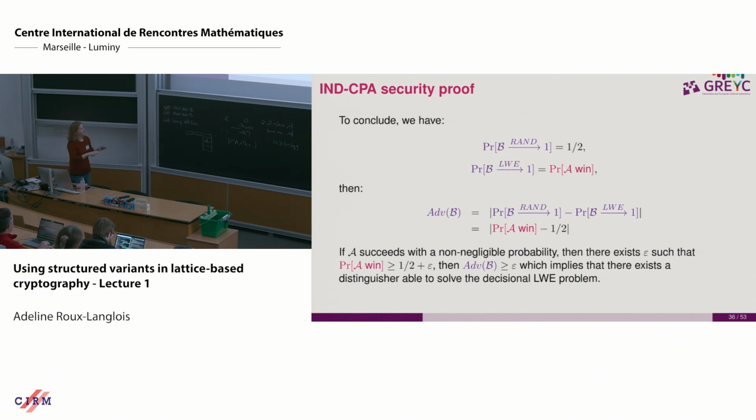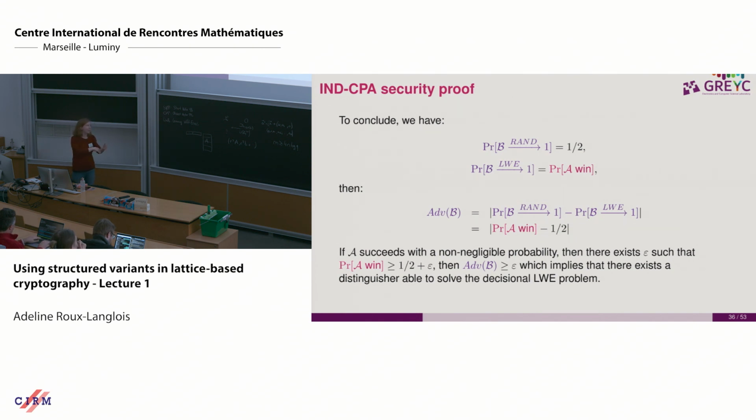And then you show a link between the probability of success of A and the advantage of B in distinguishing between the decisional LWE, between the LWE sample and the uniform one. So if R succeeds with a non-negligible probability, then there exists a non-negligible epsilon such that the probability of R winning is more than 1/2 plus epsilon. Then the advantage of B is more than this epsilon, and then you can solve LWE. So it shows you that if you can attack the scheme with IND-CPA security, then you can solve decisional LWE.